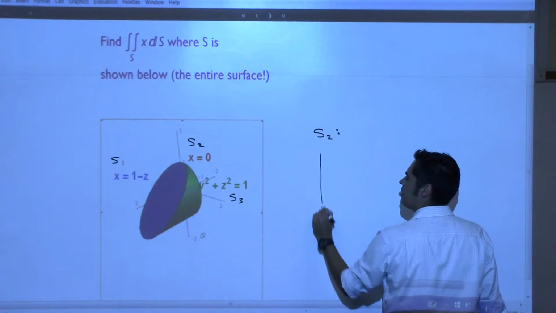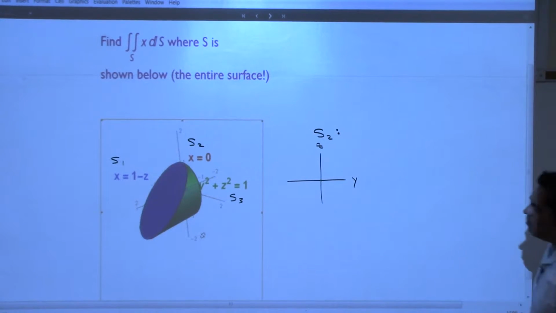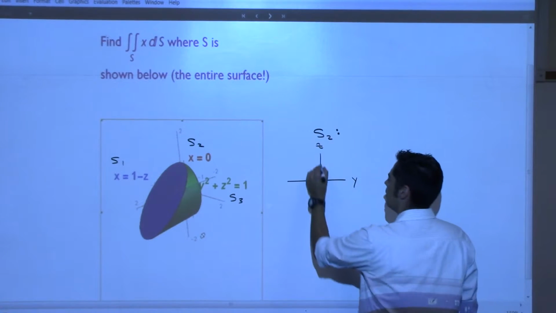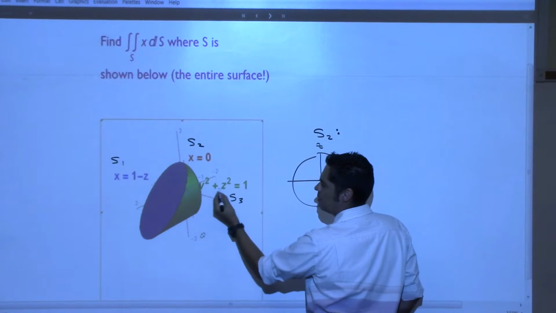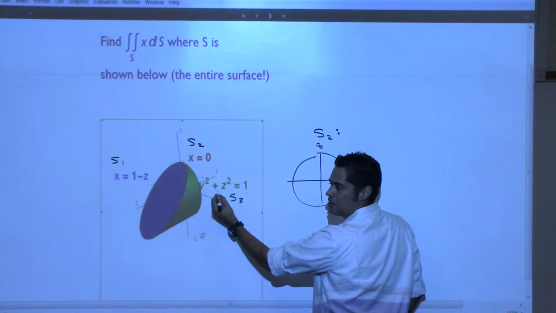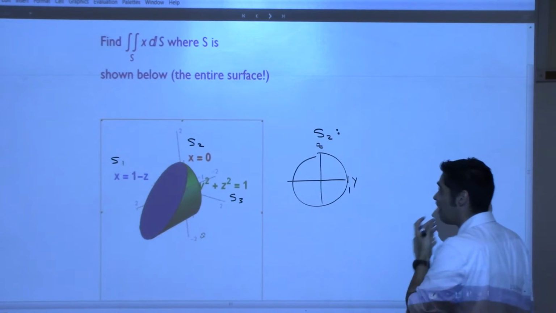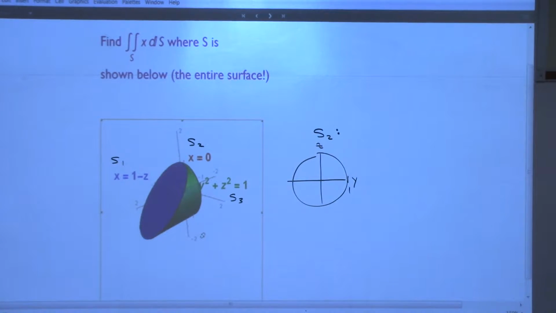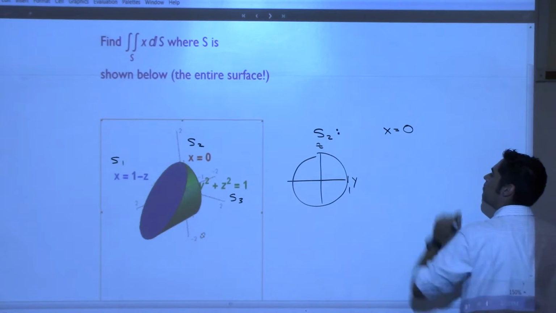It's in the YZ plane. Can you tell what its radius is? It's a circle, right? It's 1, and you know that because this right here, the green one, look at the equation of it right here, right? The radius is 1. So you know this has a radius of 1. The equation of that is x is 0, right?